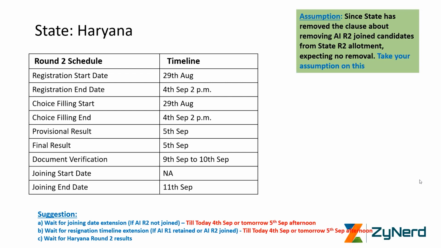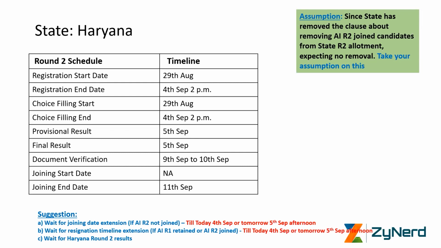We look at Haryana now. Haryana is publishing its results, possibly provisional in the morning tomorrow, and then final results tomorrow evening. That is the expected deadline for Haryana. So first thing is, in case you are a candidate who's looking at Haryana seats, you can wait for a joining date extension if it is available till today. You're an All India Round 2 candidate who was yet to join the seat. Wait for a joining extension, if some notification is published by today, then it will be good.